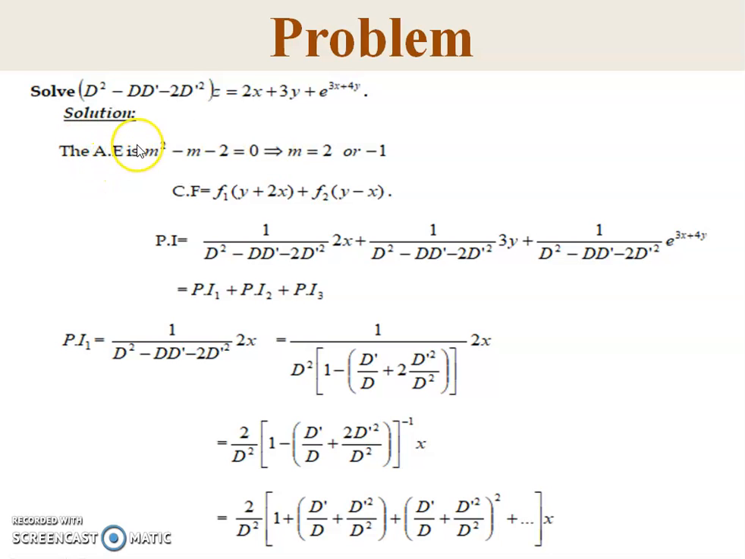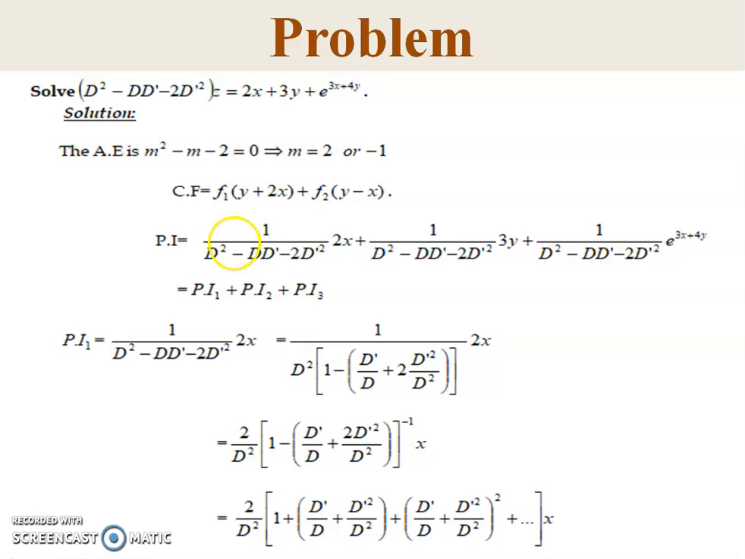The auxiliary equation is found by replacing D by m and D′ by 1. Hence we get m² − m − 2 = 0. Factorizing this, we get m = 2 or m = −1. Therefore the complementary function will be, since we have two roots, two different functions f1 and f2. We have two variables y and x; in between put plus 2 here, and similarly in the second put minus 1. So the complementary function is f1(y + 2x) + f2(y − x).